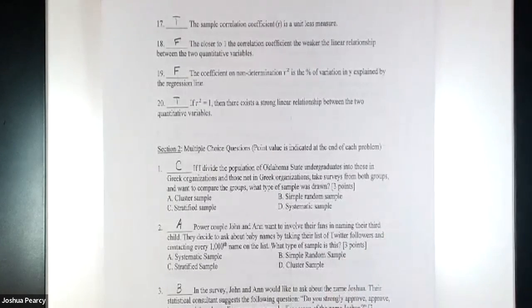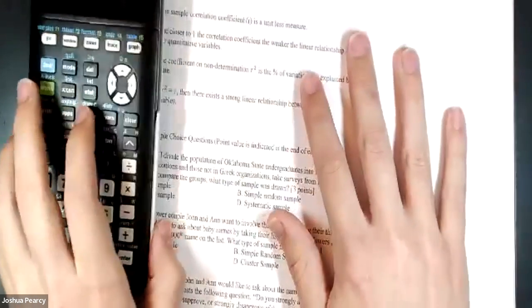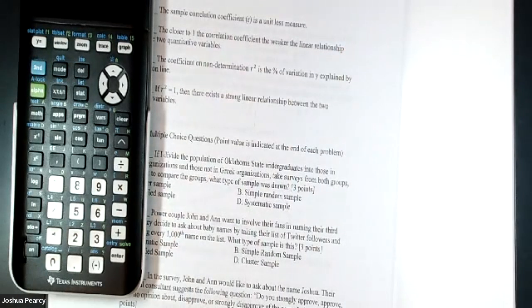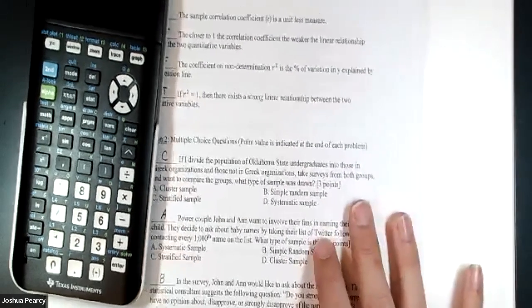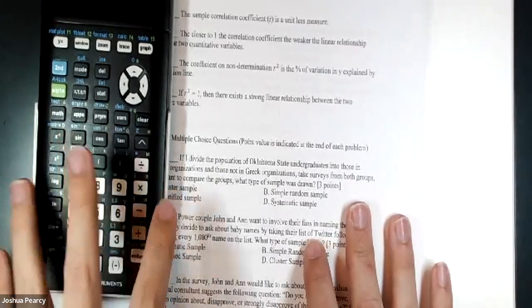The sample correlation coefficient is a unitless measure. That's true. That's one of the properties of it. The closer to 0 the correlation coefficient is, the weaker the linear relationship between the 2 quantitative variables. Should be true. Wait, no. Closer to 0, my bad.